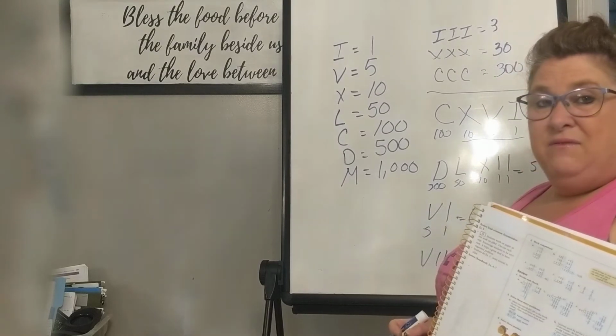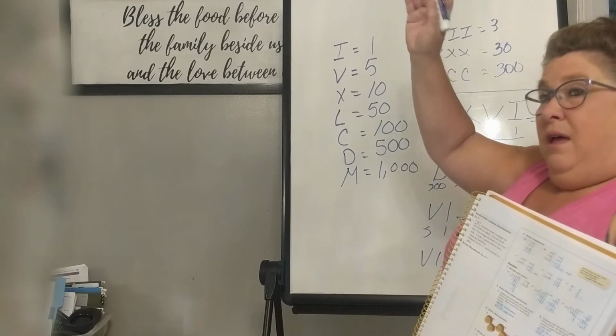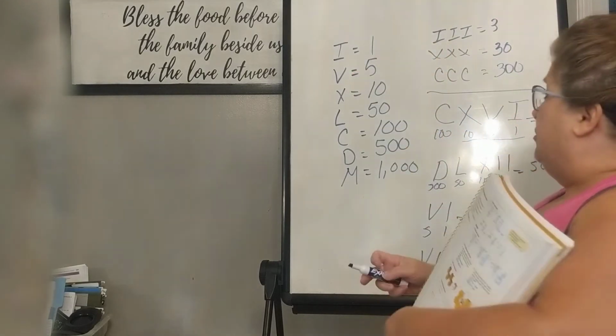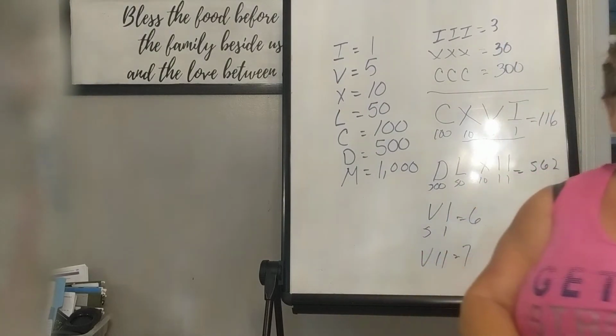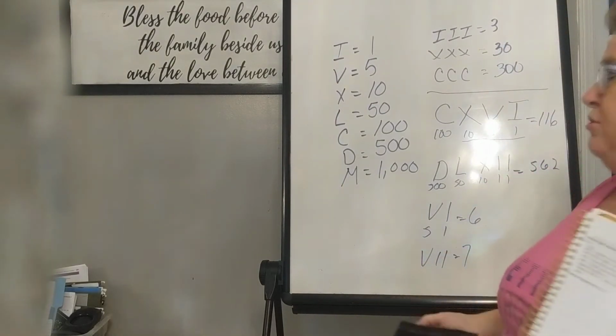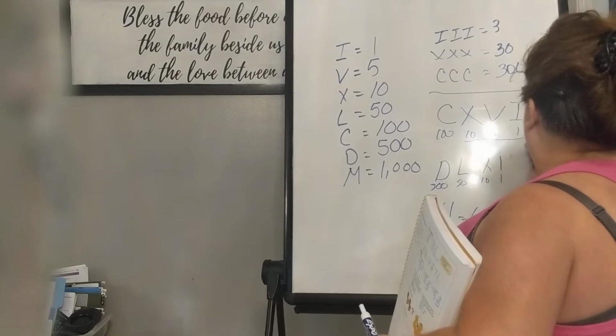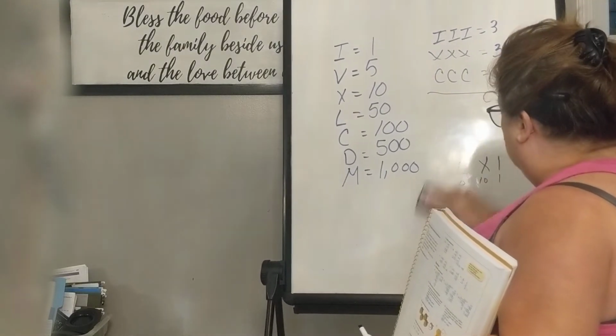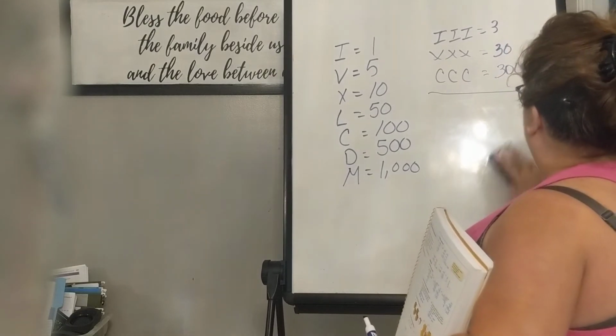So we have 7. As long as the numbers are continually getting smaller, we're just going to add them together. But now, back to the question you asked: how do we write 4 or 30 or 400? I'm going to show you that now. So this is what happens.